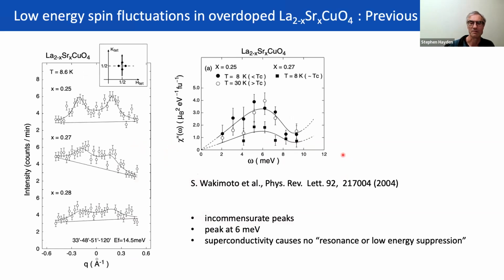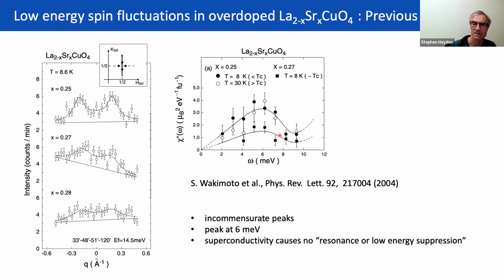So I'll just mention the Wakamoto paper here. We're really following on from this work. This is a summary of what was observed if you go to the very high dopings, 0.25 and 0.27. For example, you see incommensurate peaks. You see a peak in the scattering at about 6 millivolts. This peak doesn't change when you go into the superconducting state.